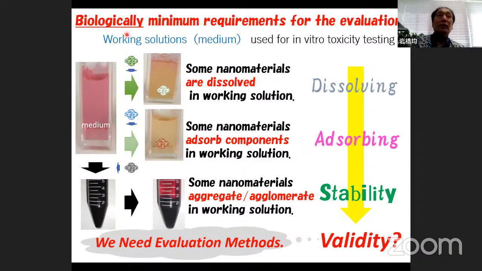we characterize nanomaterials, and we found some nanomaterials that are dissolved in working solution. Working solution is a medium. Some nanomaterials absorb components because their surface area is very high compared to weight. So many components are absorbed by nanomaterials, and some nanomaterials aggregate or agglomerate in working solutions. So dissolving, absorbing, and stability have to be evaluated. So we need an evaluation method.